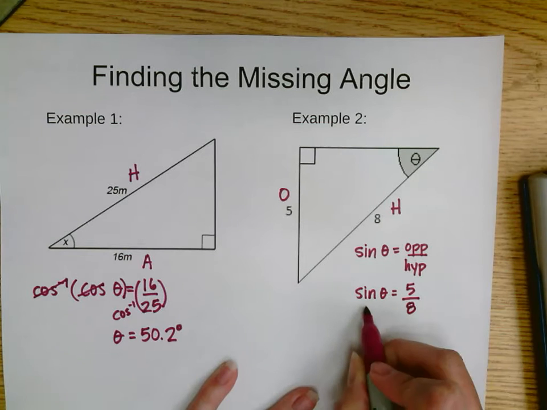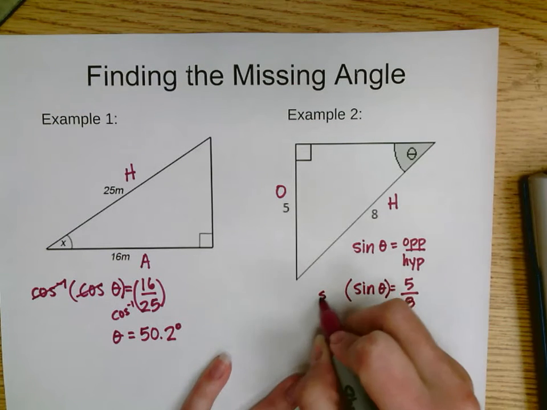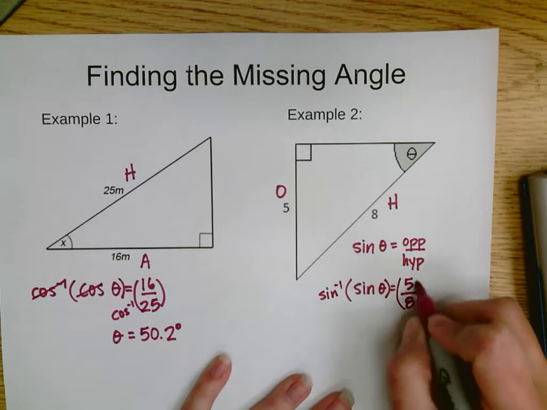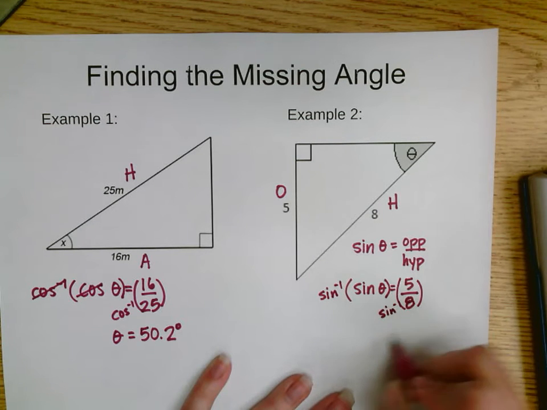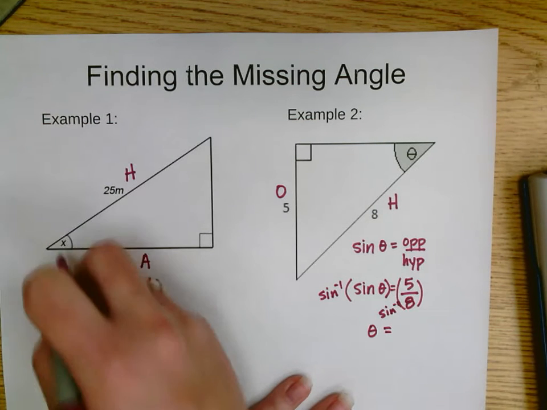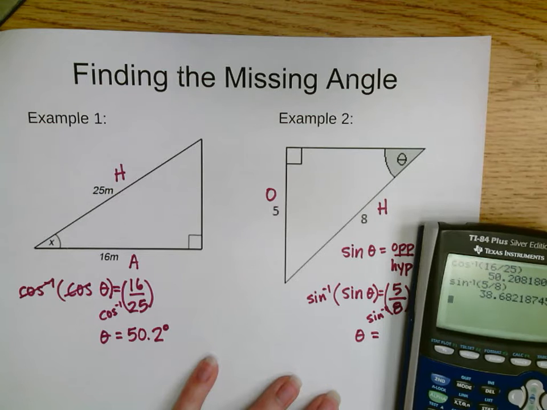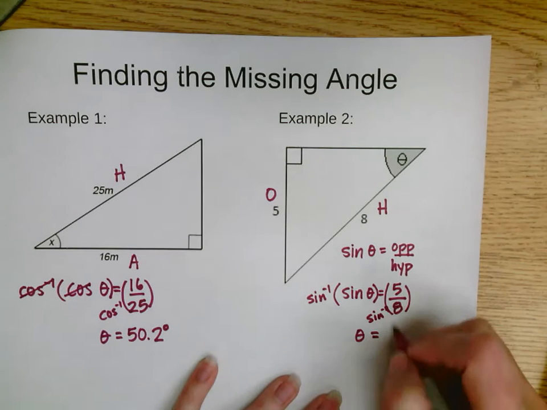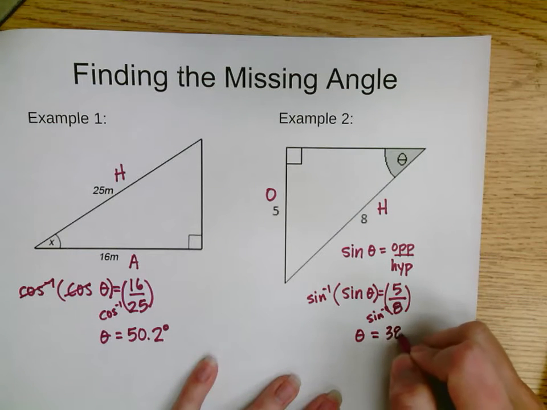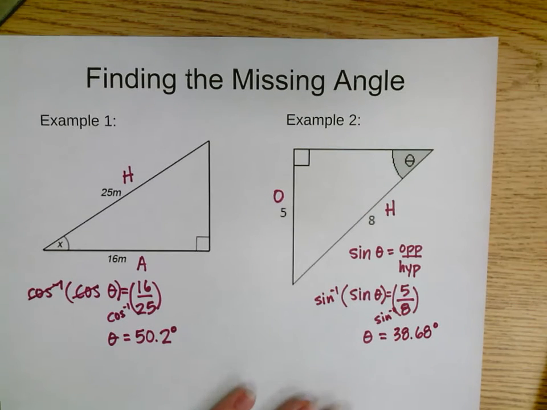So if I'm dealing with sine, that means I've got to do sine inverse of both sides. And that's going to be what I plug in the calculator to figure out what theta is. Oh, this was x back here. Alright, sine, second sine, 5 over 8. And I've got 38.68 degrees. That's what theta is. So that's examples 1 and 2.